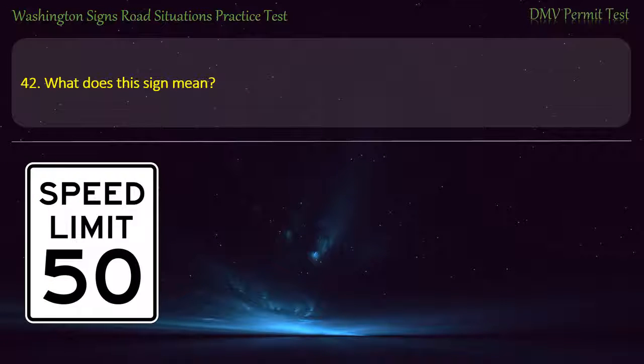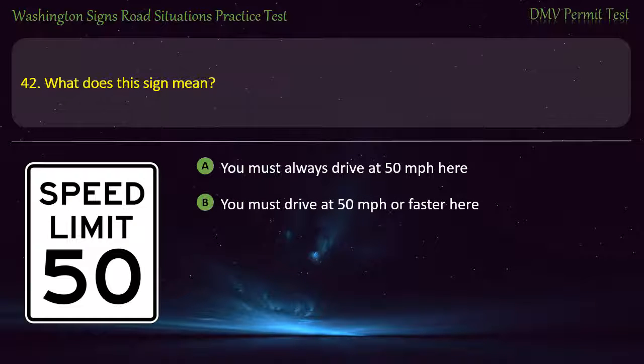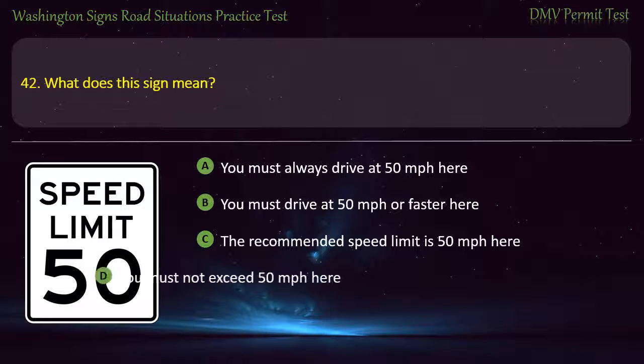Question 42. What does this sign mean? You must always drive at 50 miles per hour here. You must drive at 50 miles per hour or faster here. The recommended speed limit is 50 miles per hour here. You must not exceed 50 miles per hour here. Answer. You must not exceed 50 miles per hour here.